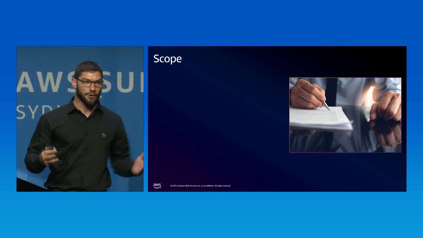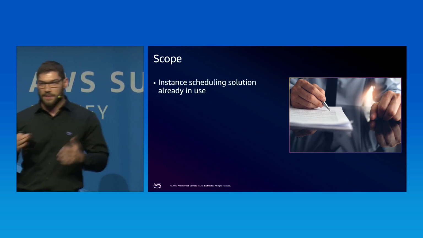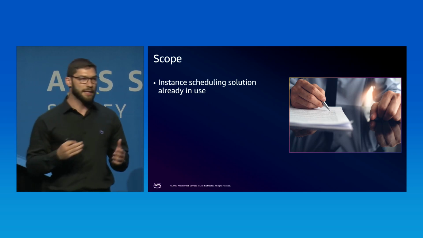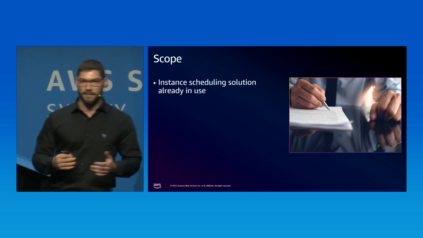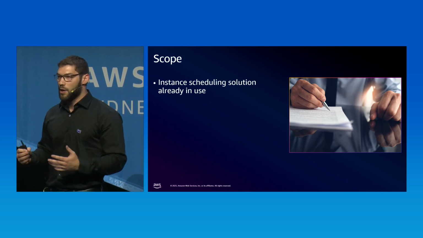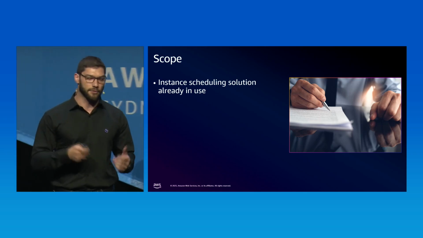Like any program that we start, we want to start with a well-defined scope and know what it is that we're actually trying to build. So we found out in this solution that NAB already has a system that can automate the turning on and off of instances, so we didn't need to touch anything there. But what they really needed was the data to understand when they should turn these instances off and on.